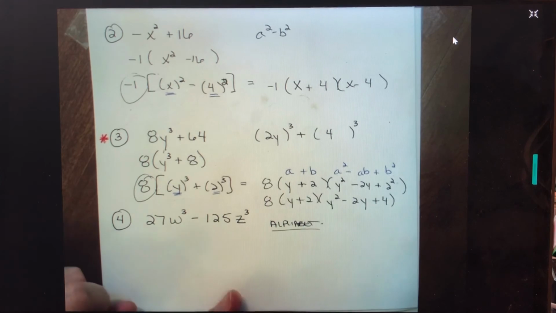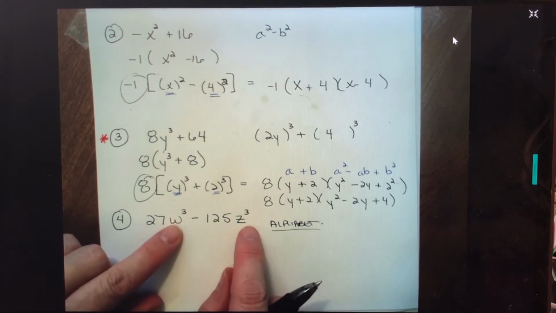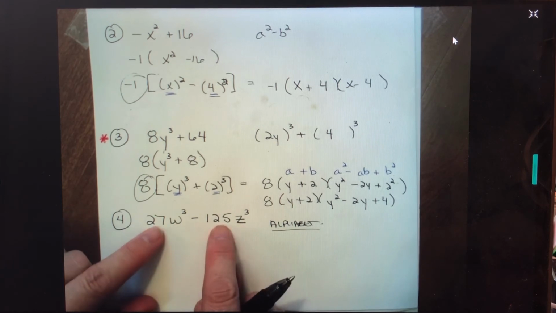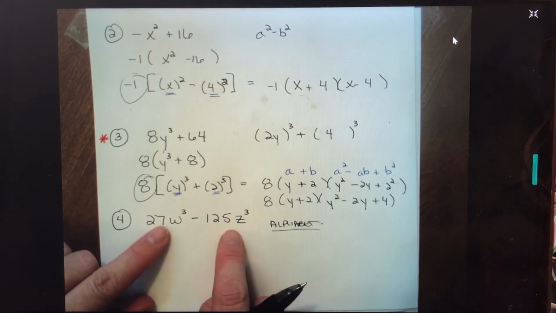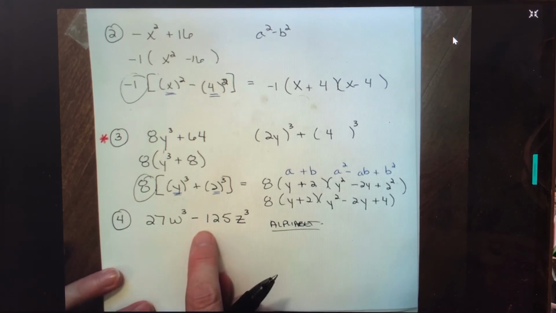Can I pull out a GCF? This one has w's, this has z's. Those are not the same, so I cannot factor out a variable. And if you look at 27 and 125, there is not a common factor between those. I can't pull anything out, and so there's no GCF, and so I don't have to do it. So now we're ready to say what type.